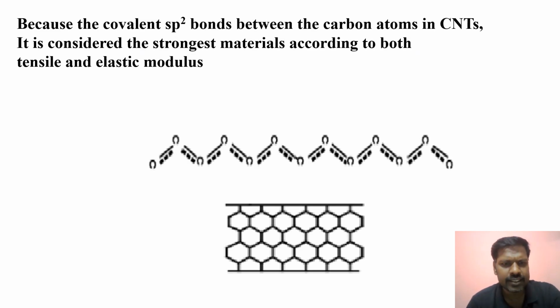The exceptional strength of carbon nanotubes comes from strong covalent bonds between carbon atoms. These bonds are similar to the bonds found in graphene. Because of strong bonding, CNTs, meaning carbon nanotubes, have very high tensile strength and elastic modulus.